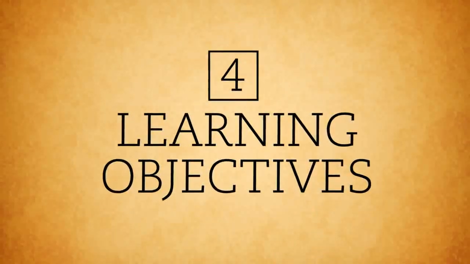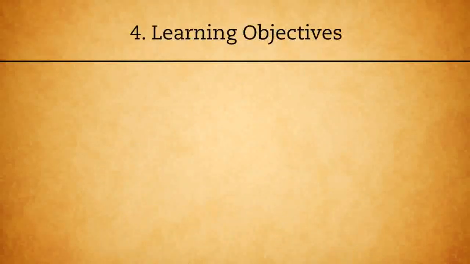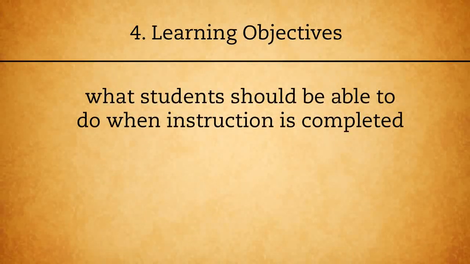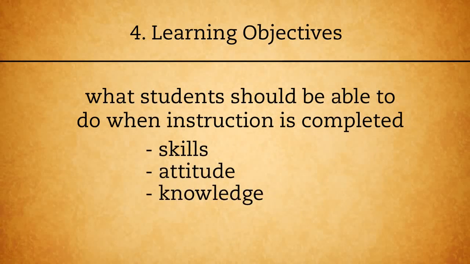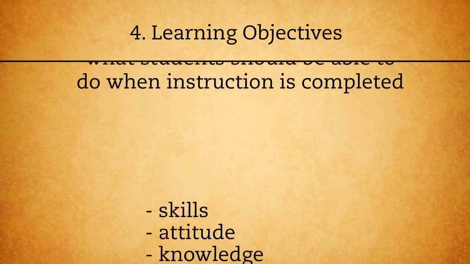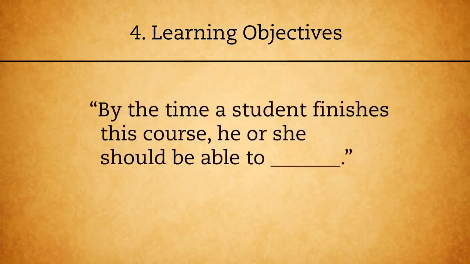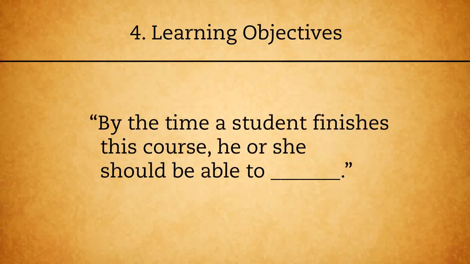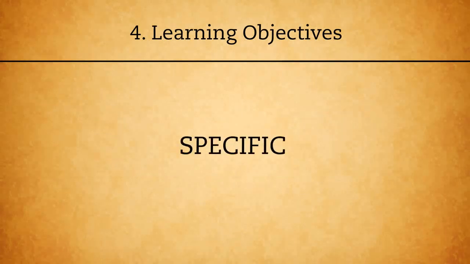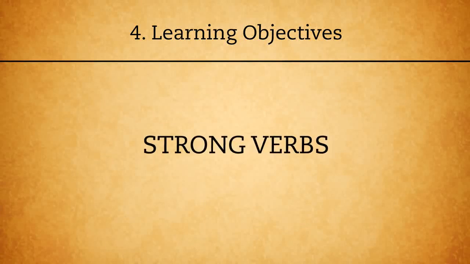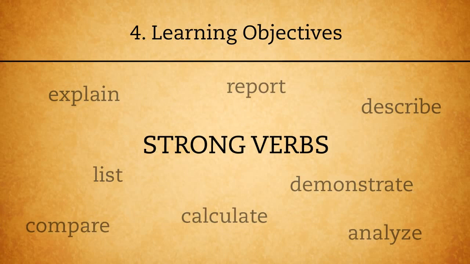Step 4 is creating learning objectives. Learning objectives are what students should be able to do when instruction is completed. They are usually in the form of skills, attitude, or knowledge. A good way to write a learning objective is to fill in the following sentence: By the time a student finishes this course, he or she should be able to blank. This is another time when we have to be very specific and use strong verbs that specifically define student performance.